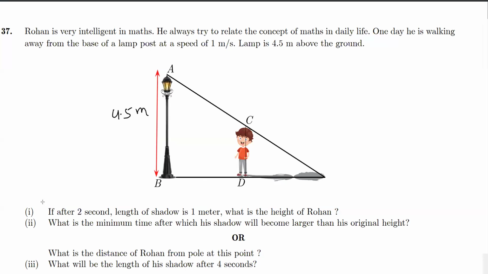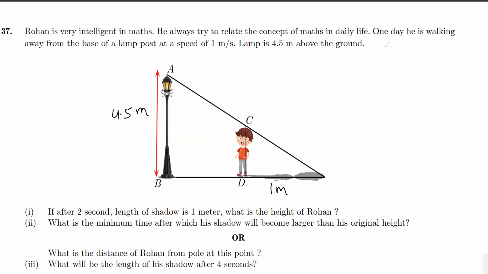Now, the question is here, after 2 seconds, the length of the shadow is 1 meter. What is the height of Rohan? So this length, that is the length of the shadow, is given here as 1 meter. As you know, the shadow length will keep changing as our relative distance with the source of light changes. So after 2 seconds, let's figure out how much is the length of BD.